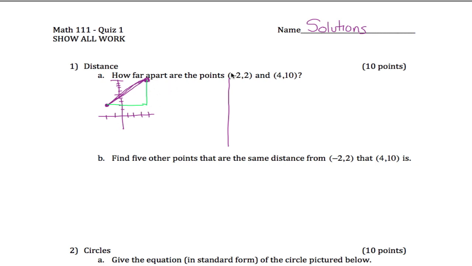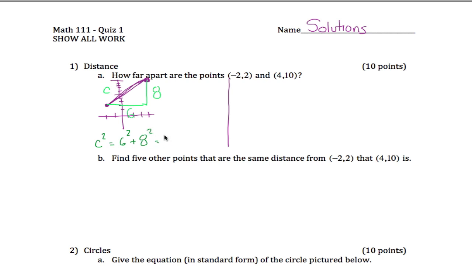Well, this side right here, the height changes from 2 to 10, so this side right here is 8. And this side right here, the width goes from -2 to 4, so this is 6. So then you can use Pythagorean Theorem. I could call this C, and say C squared is equal to 6 squared plus 8 squared.